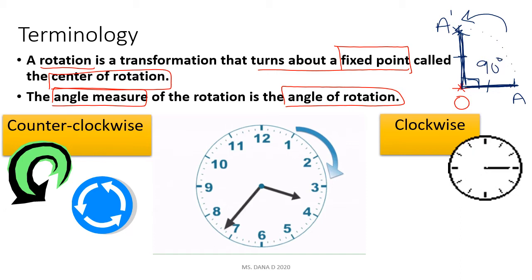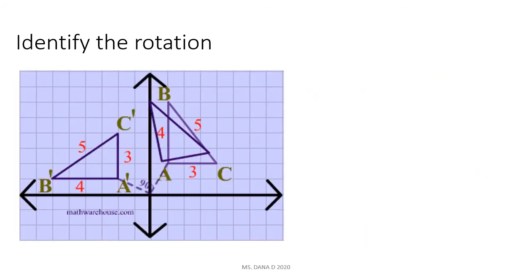So the image connected to the center of rotation and the center of rotation connected to the pre-image, I will obtain an angle of 90 degrees, which I described at the beginning. This center of rotation is the same as the angle of rotation. And as you have seen, we have counterclockwise and we have clockwise. As I said before, counterclockwise is anti-clockwise. It rotates opposite of a clockwise, or the clocks that we wear. Let's identify this rotation. Now through the examples we have to understand this lesson.